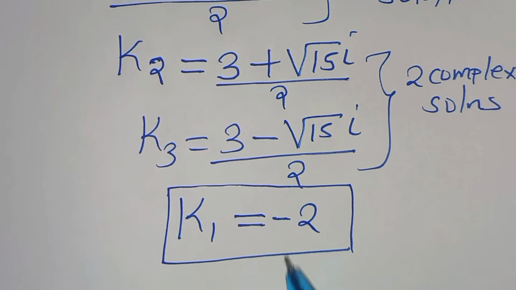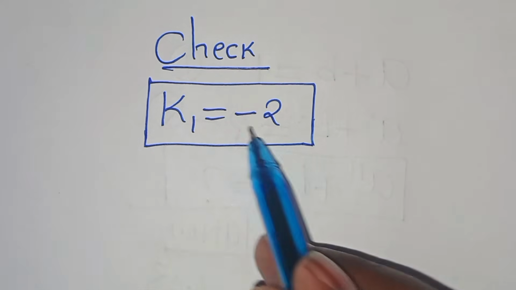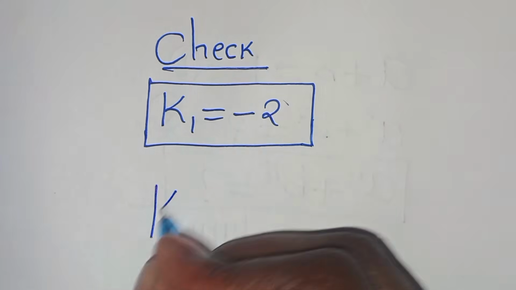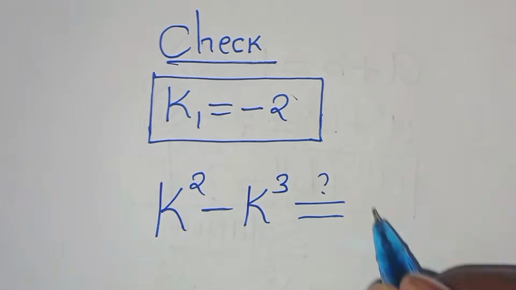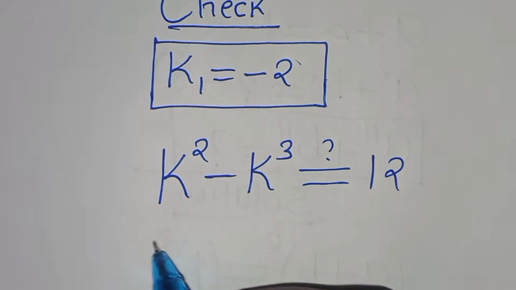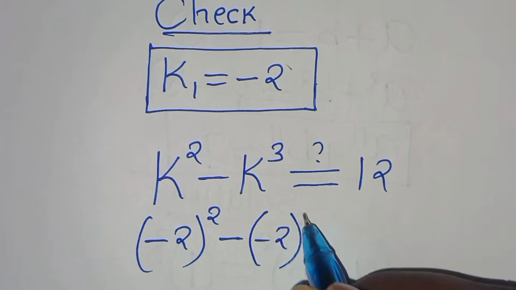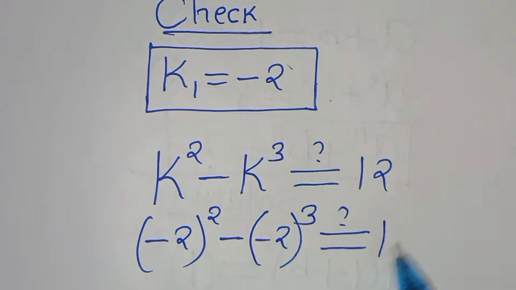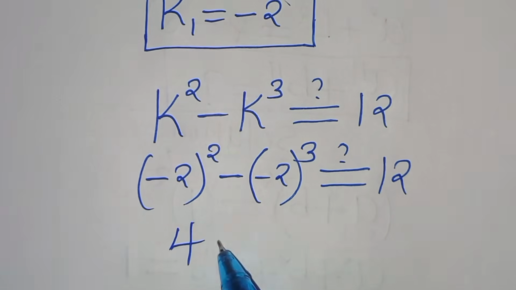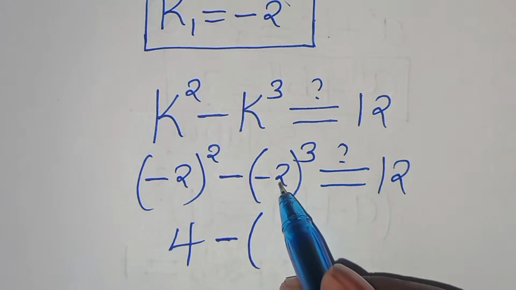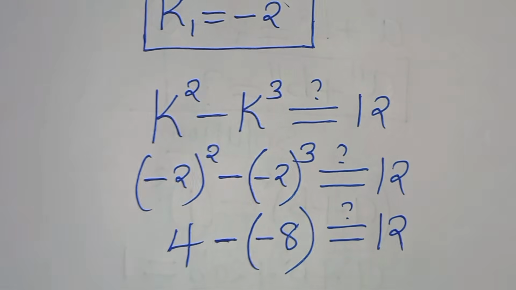Let's check if this real solution here satisfies the equation. Let's verify that k1, which is minus 2, satisfies the equation. So k squared minus k to the power of 3, this is supposed to give us a value of 12. So we have minus 2 raised to the power of 2, subtract minus 2 raised to the power of 3. This is supposed to give us a value of 12. Minus 2 squared, this is 4. Then we have minus into the parentheses, minus 2 to the power of 3. This is minus 8. And this is supposed to give us a value of 12.